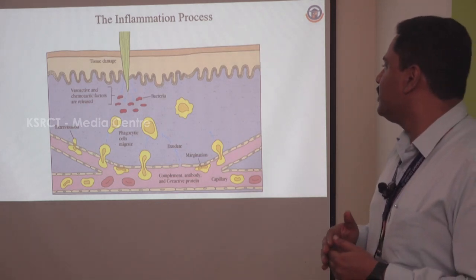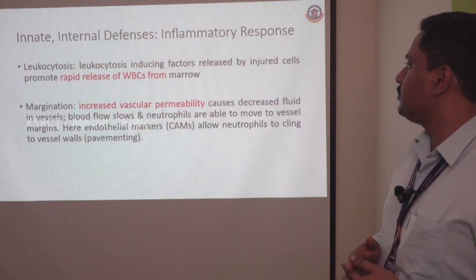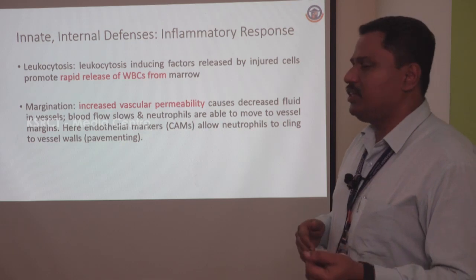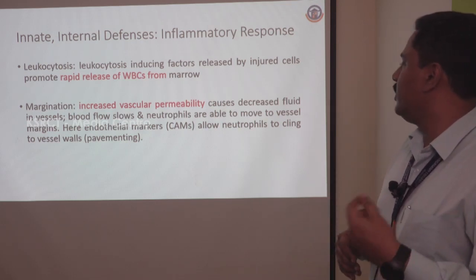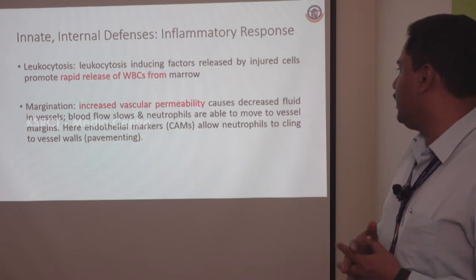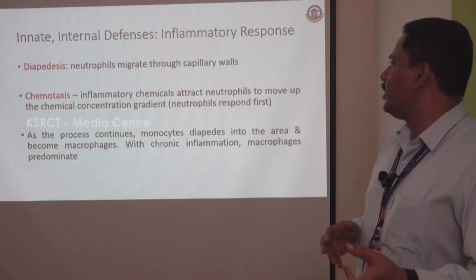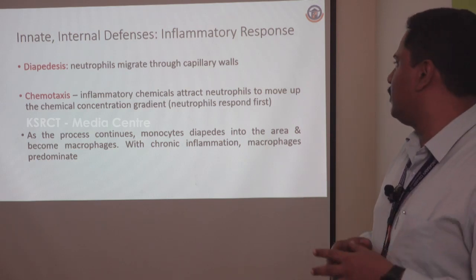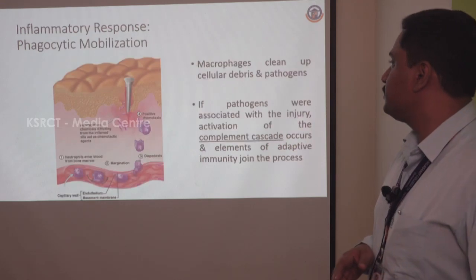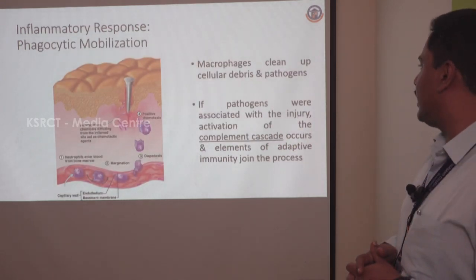The tissue gets damaged, and the damaged tissue leads to inflammatory activity. What are leukocytes? There is rapid release of WBCs from the bone marrow that leads to the inflammatory response, and margination increases vascular permeability. In diapedesis, neutrophils migrate through the capillary walls and chemotaxis takes place. This is how the inflammatory response and phagocytosis occur.